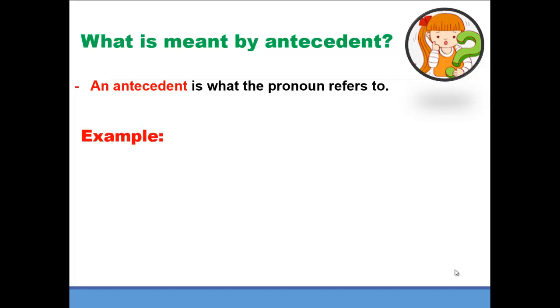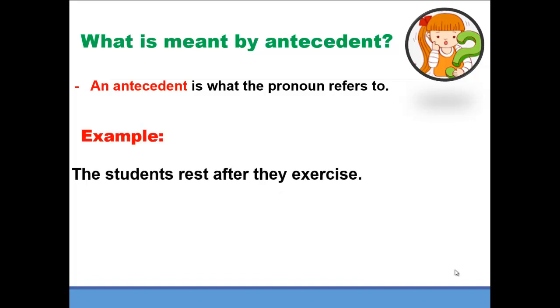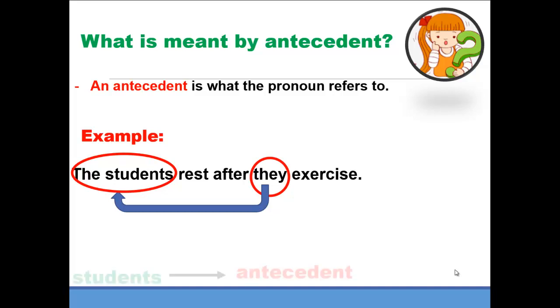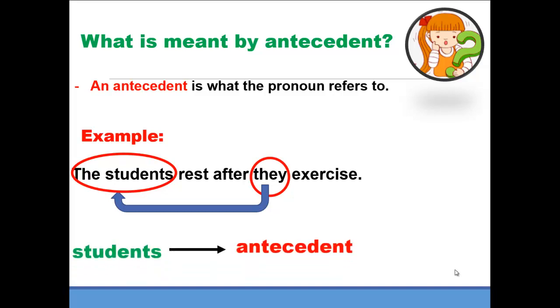Great. For example, the students rest after they exercise. The first step is to highlight the pronoun. What pronoun do we have in the sentence? The pronoun they. What does it refer to? It refers to the students. So what do we call the noun students? We call it the antecedent.